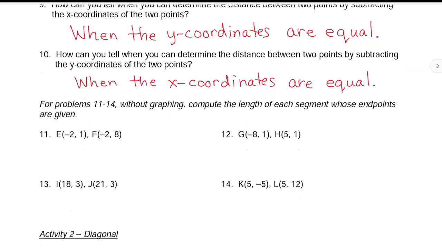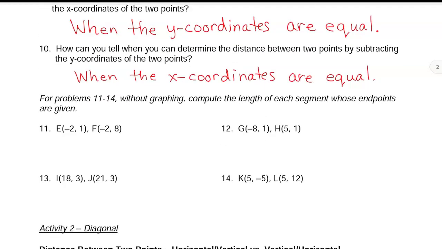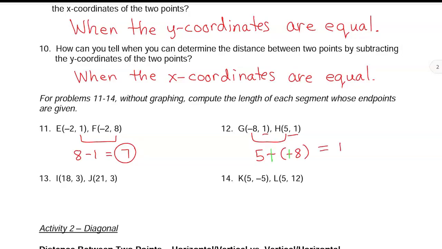Let's practice doing this. For number 11, I'm given the ordered pairs -2, 1 and -2, 8. Did you notice that they both have an x coordinate of -2? So that means I'm just going to look at the y coordinates. I'll take the bigger one minus the smaller one. 8 minus 1. So that gets me 7. Number 12, the y coordinates are the same. So that means I'm going to subtract the x coordinates. Take the bigger one, 5, and subtract the smaller one, -8. That means I'm going to have 5 minus -8, which is the same as 5 plus +8, which is 13.